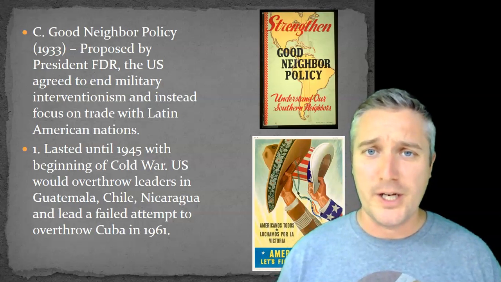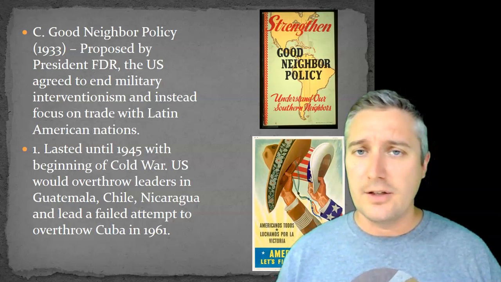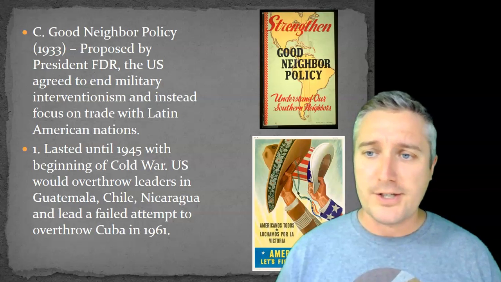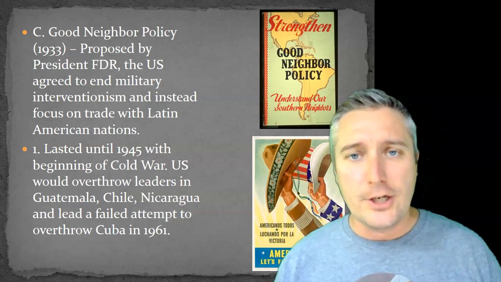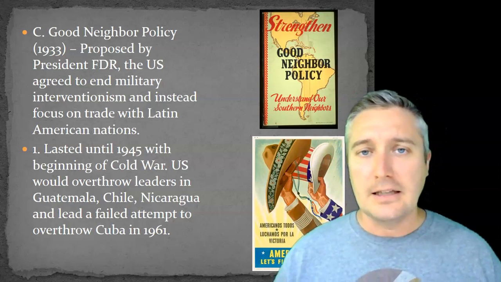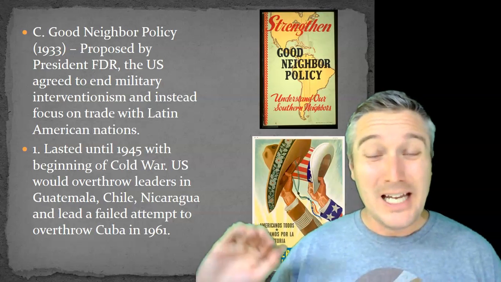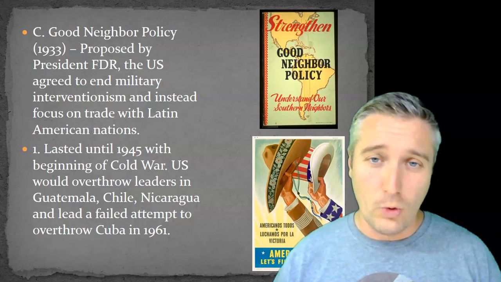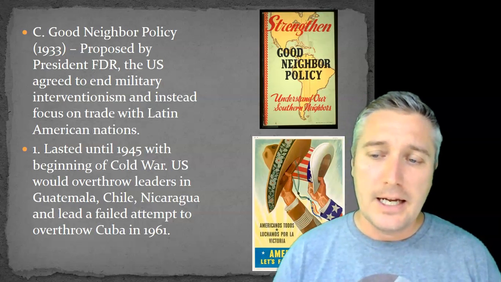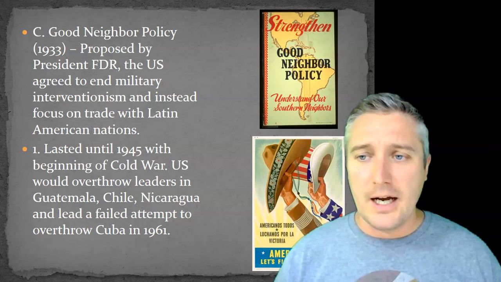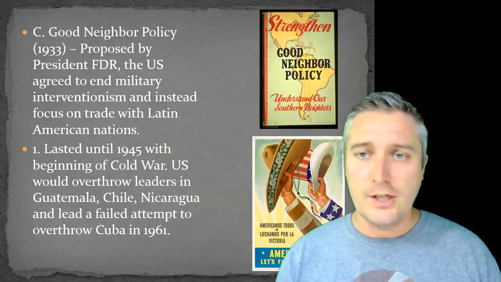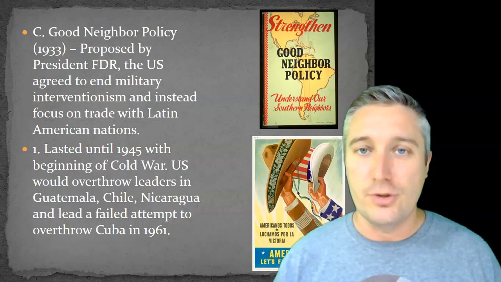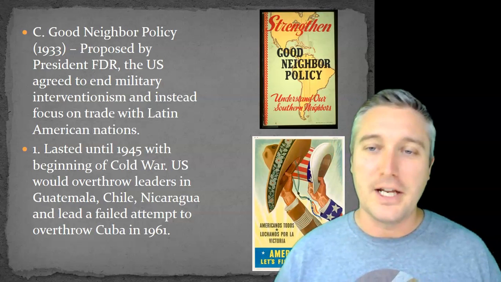In 1933, we're at the beginning of the Great Depression. FDR is president. We decided to change the policy, ending a lot of that military interventionism, even though we would invade a lot later on, especially in the Cold War with the rise of communism in that region. But FDR did say, we'll continue trading with you, but we're not going to invade you anymore. That does sound like a good neighbor.